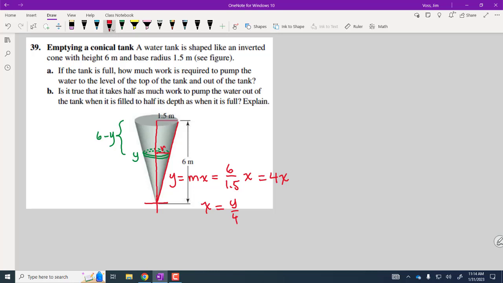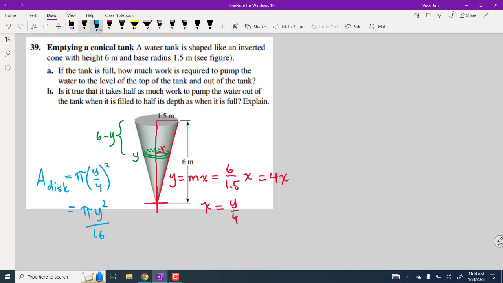So that allows us then to find the area of a disk in here. So it's going to be pi times the radius squared. That is the area of the disk. So pi y squared over 16. So that's the cross-sectional area. And if we want to make it a slice, we multiply that by dy.